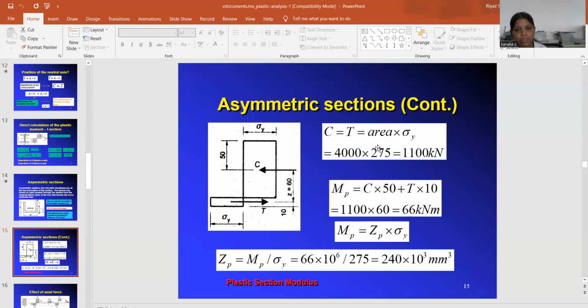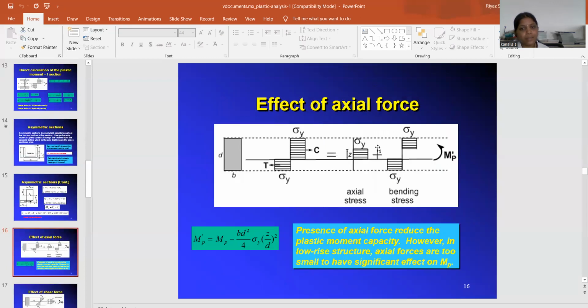So MP equals ZP into sigma y. MP is the plastic moment, ZP is the plastic section modulus, and sigma y is the yield stress. So the plastic section modulus ZP equals MP divided by sigma y. We already found the plastic moment, 66 kilonewton meter. So 66 into 10 power 6 divided by 275 equals 240 into 10 power 3 mm cubed.